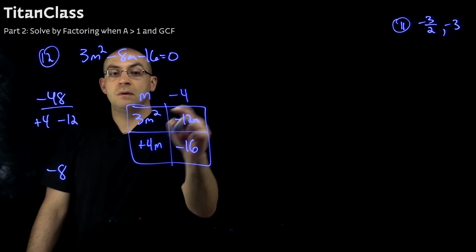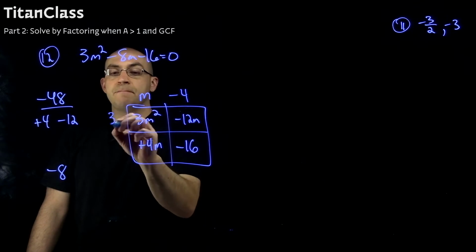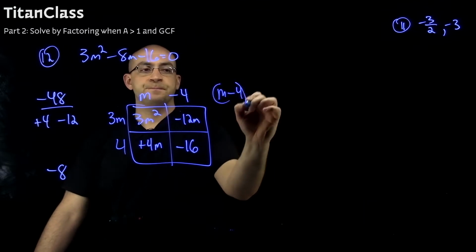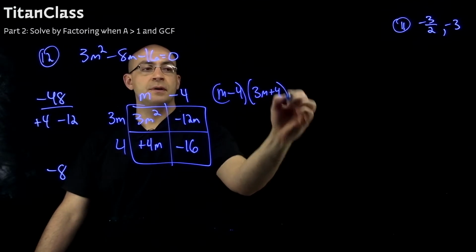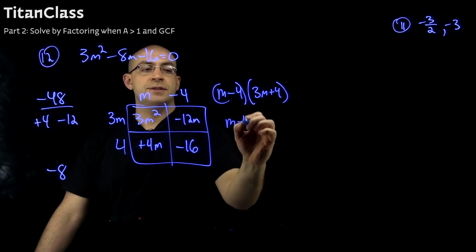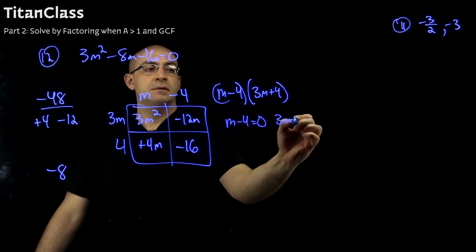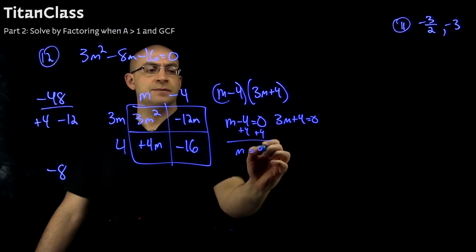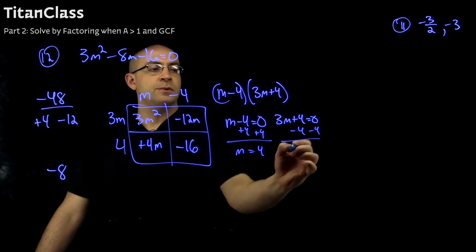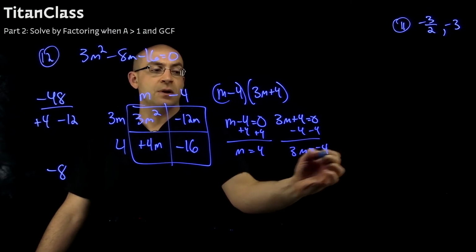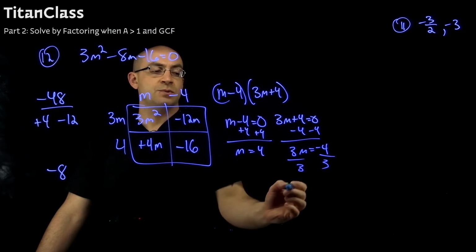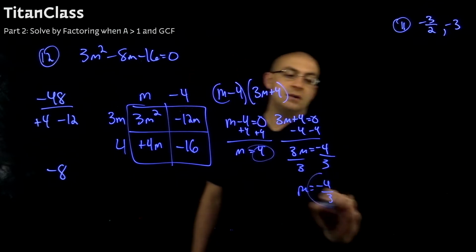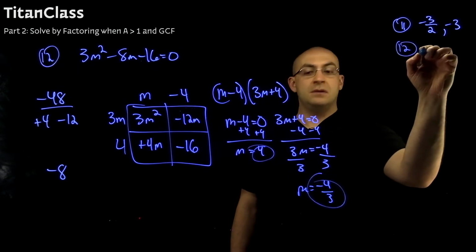Okay, so I need a positive 4m, negative 12m, m, negative 4, 3m, 4. Okay, so we have m minus 4, 3m plus 4, factors, right? Let's set them equal to 0 and solve. Plus 4 gives me m equals 4. Minus 4 will give me 3m equals negative 4, and we'll divide by 3 on both sides, which will give me m equals negative 4 over 3, right? So here's my two answers, 4 and negative 4 over 3.